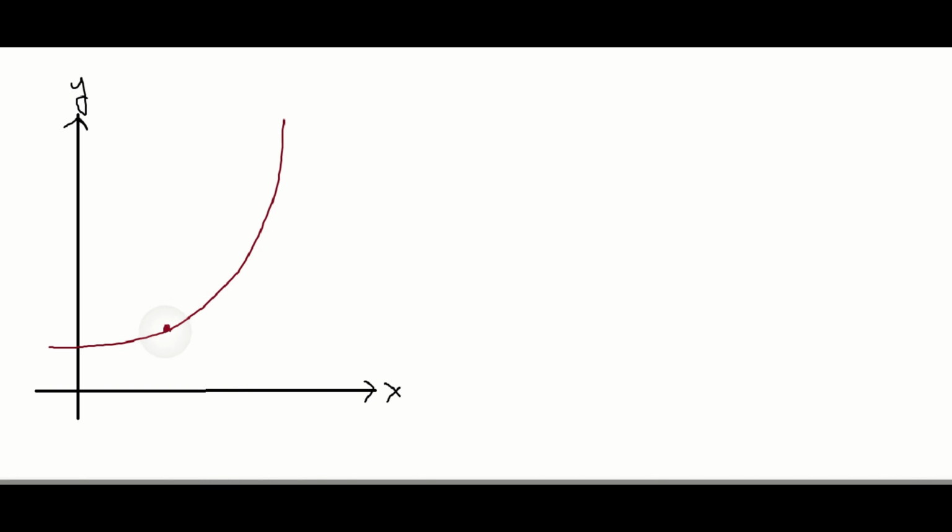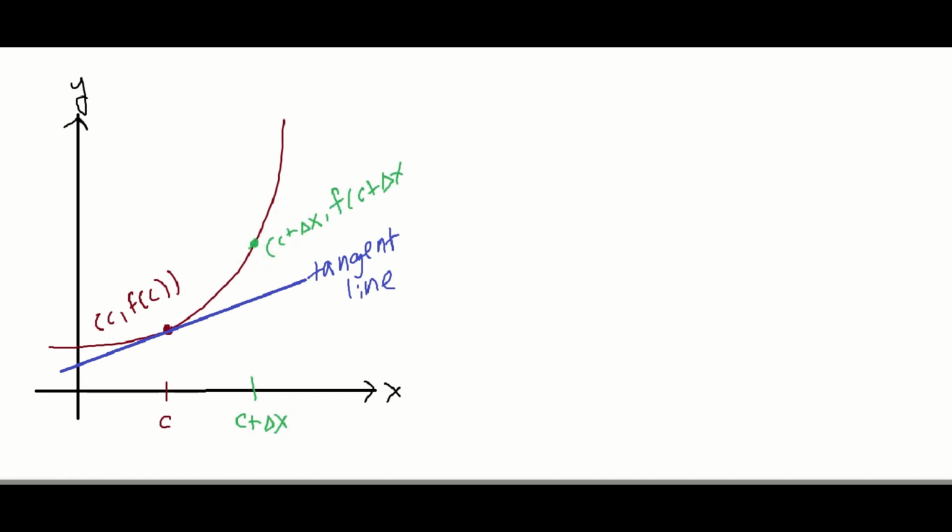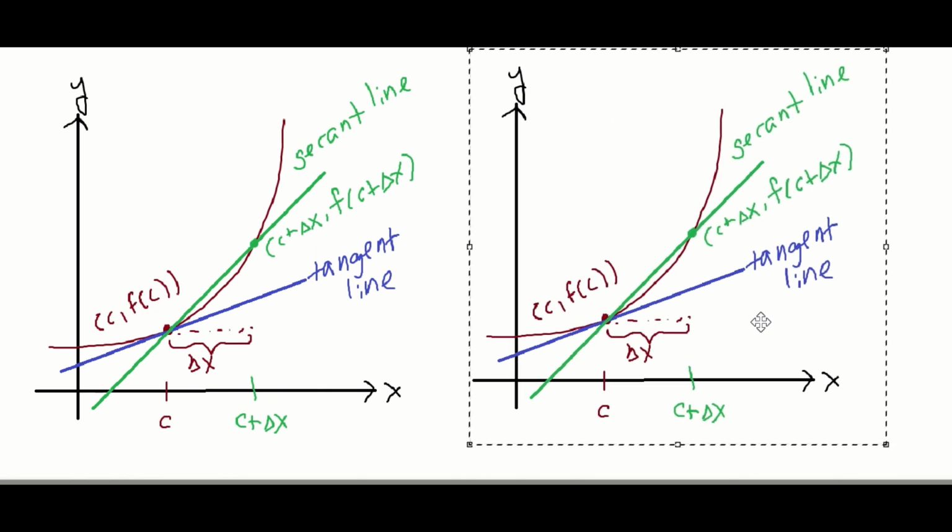Previously, we illustrated the derivative as the slope of the tangent line going through some point, c, f of c. And to get the slope of that tangent line, we took the limit of the slopes of the secant lines as delta x approached 0. So I'm going to copy the same thing over.